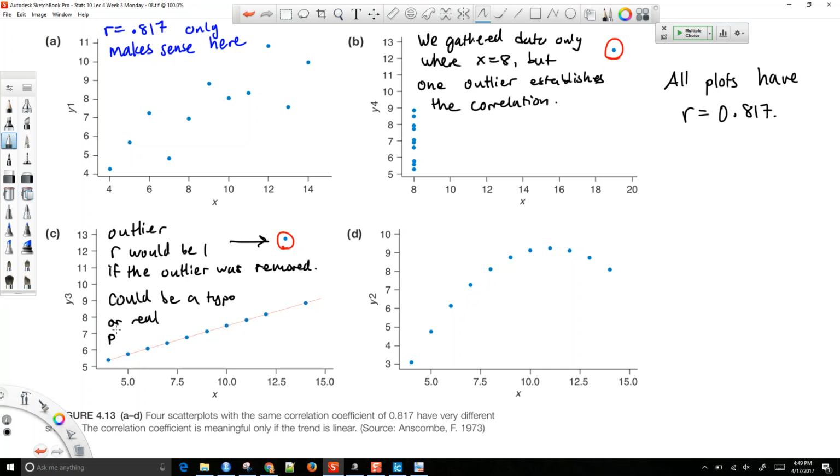And then the last one is nonlinear, so r does not make sense. All right, so these are all things about correlation. In these plots, correlation only makes sense for this one.